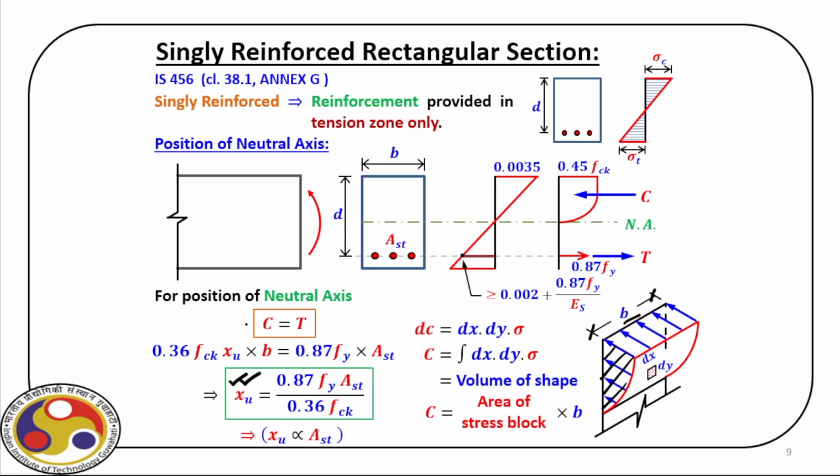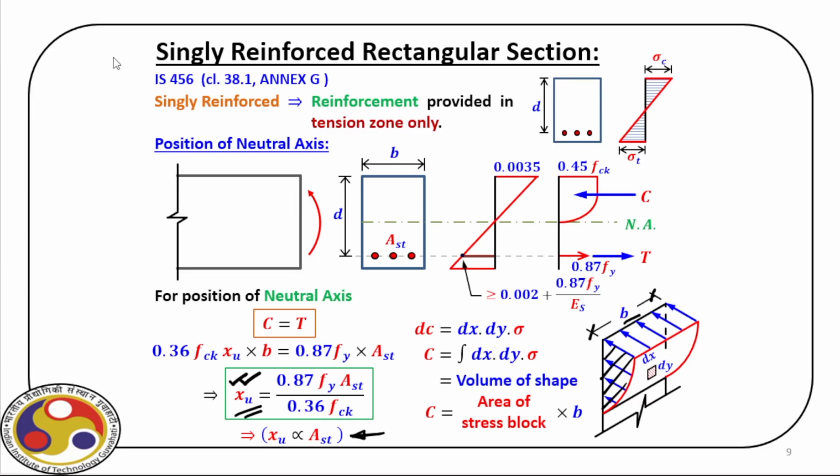So, if it is not a limiting section, you now have the location of XU from the top fiber, which is 0.87 Fy times AST divided by 0.36 FCK times B. What you can see is, for this relation, if it is an under-reinforced section, XU is proportional to the amount of steel that you provide. Now, if you increase the amount of steel, what will happen? XU will also increase, and the time will come when it will exceed the limiting value, right? That we'll see as we solve some examples.